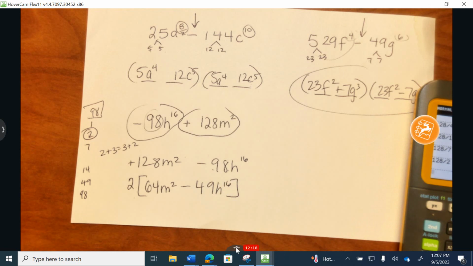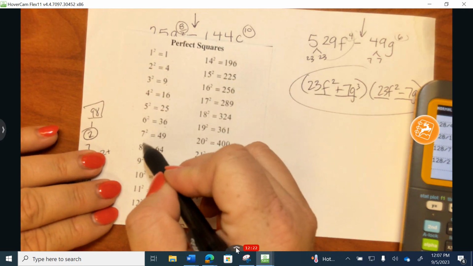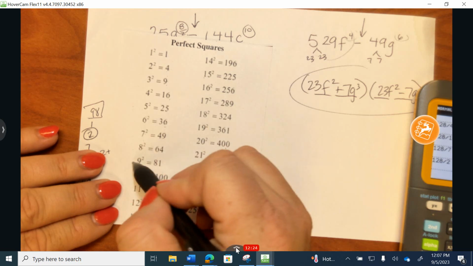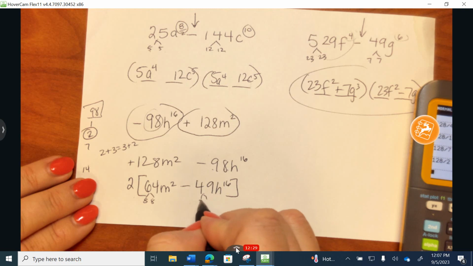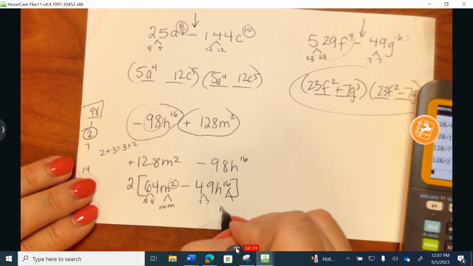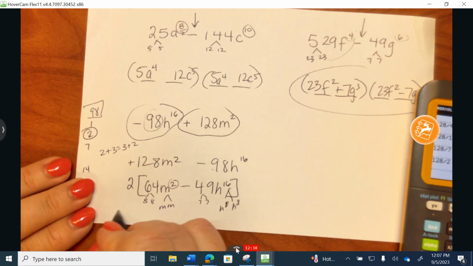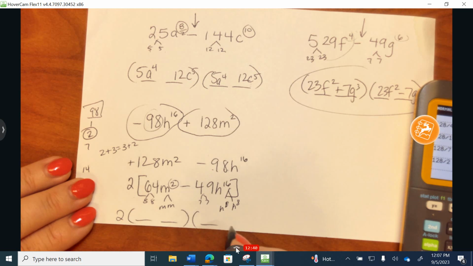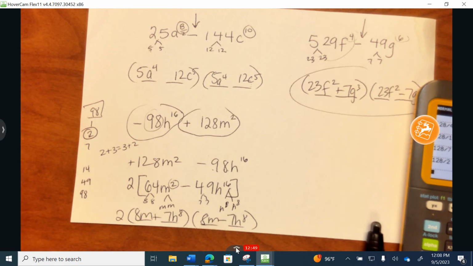Now I'm going to grab that paper again. 49 and 64 are both perfect squares. I choose by taking 7 times 7 and 8 times 8. Splitting this in half, I get m to the first, m to the first. Splitting this in half, I get h to the 8, h to the 8. So don't forget about the 2 up front that we already factored out. 8m is in front. 7h to the 8 is in back. 1 is addition and 1 is subtraction. Hopefully that helped.